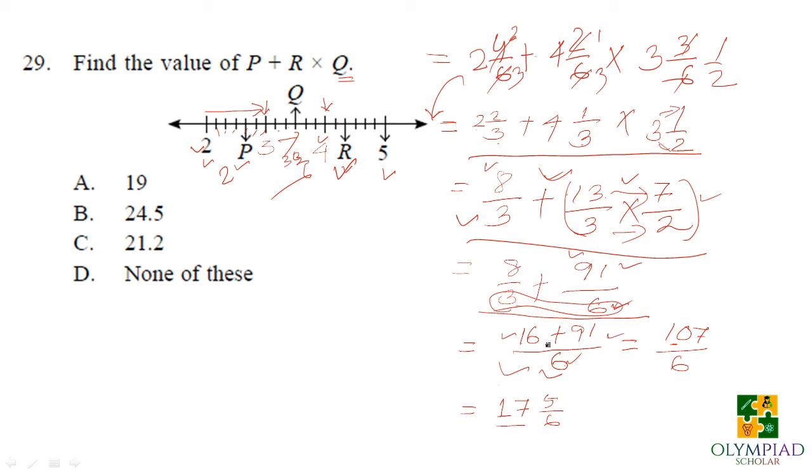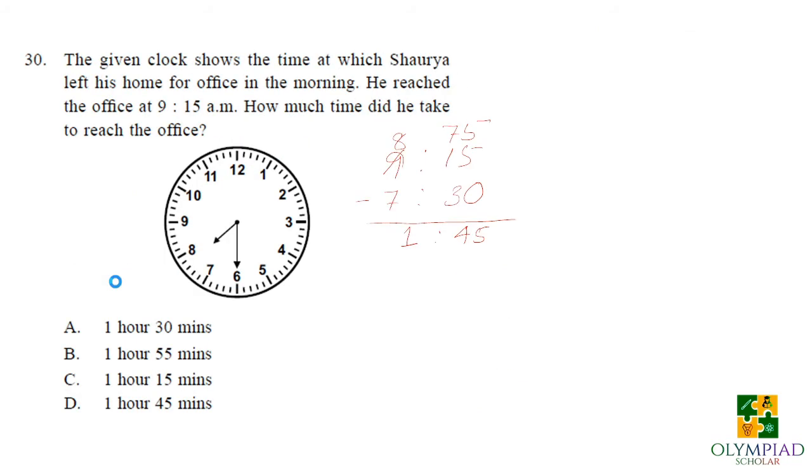So if you add these two numbers, you will get 107 upon 6. So it is something like 17 5 by 6, which is not shown in any of the options. So the correct option is D, none of these.